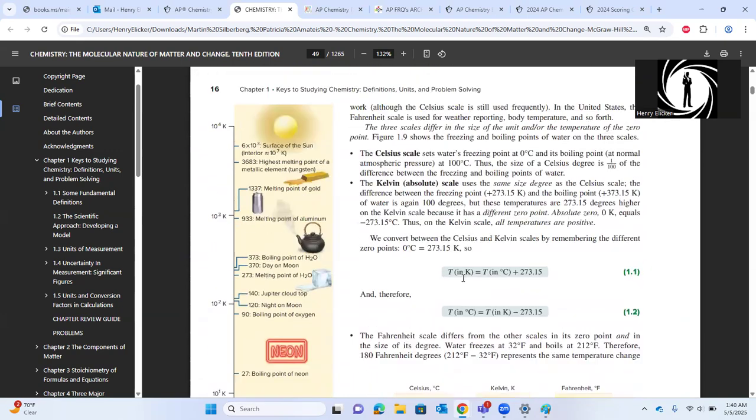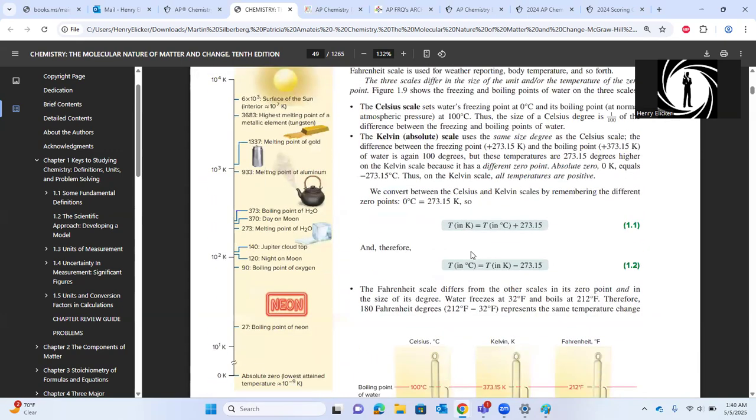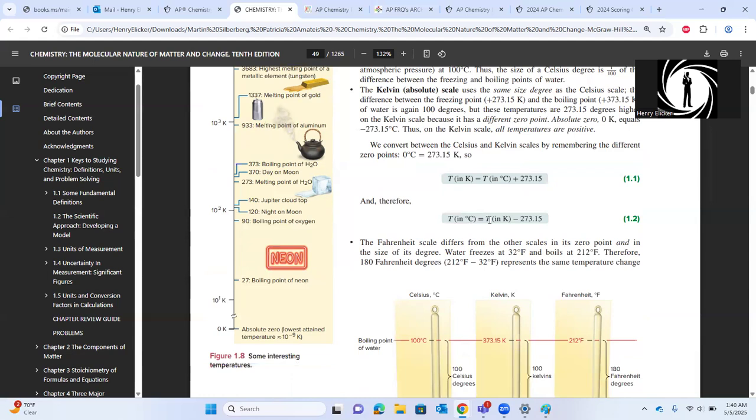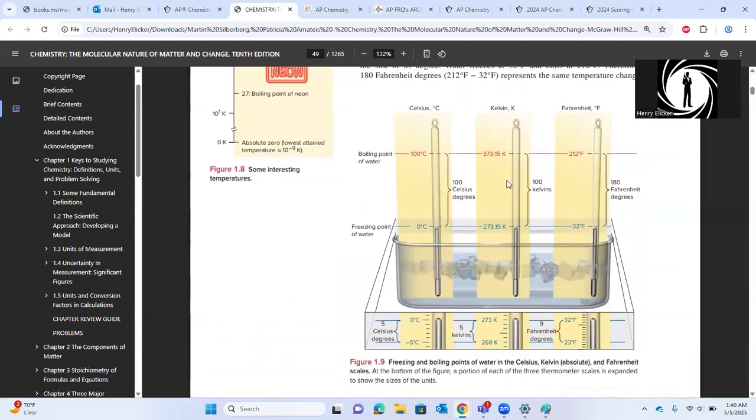Now, you should know how to convert Kelvin and Celsius. Here's the formula. To convert from Kelvin to Celsius, you can use either one of these. The point is, to get to Kelvin, you take your Celsius and you add 273.15. To get to Celsius, you can take Kelvin and subtract 273.15. Pretty simple. And this is showing simply how they're related to each other.